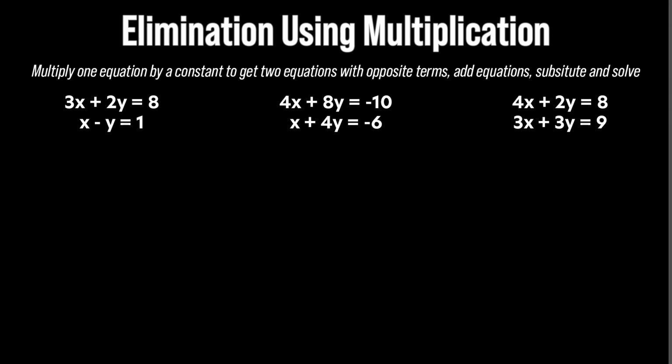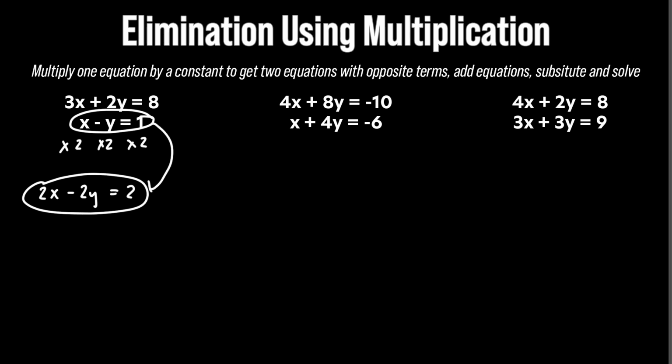So in this first equation, we have 3x plus 2y equals 8. The second one, we have x minus y is equal to 1. So what type of variable would we need in the second equation to make it so that we can use elimination in the first? If we multiply this equation by 2 across the board, it's going to become 2x minus 2y is equal to 2. Now notice that this equation is the same as this equation. We just multiplied everything by 2, which is valid. You're allowed to do that.